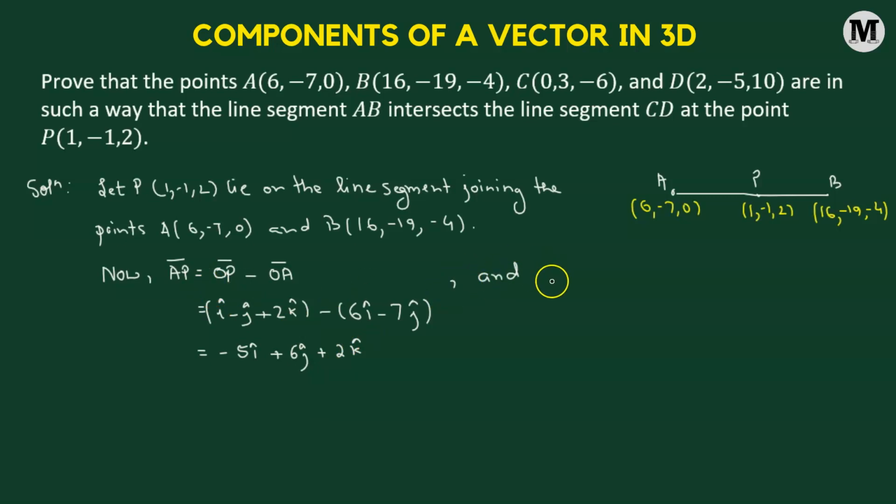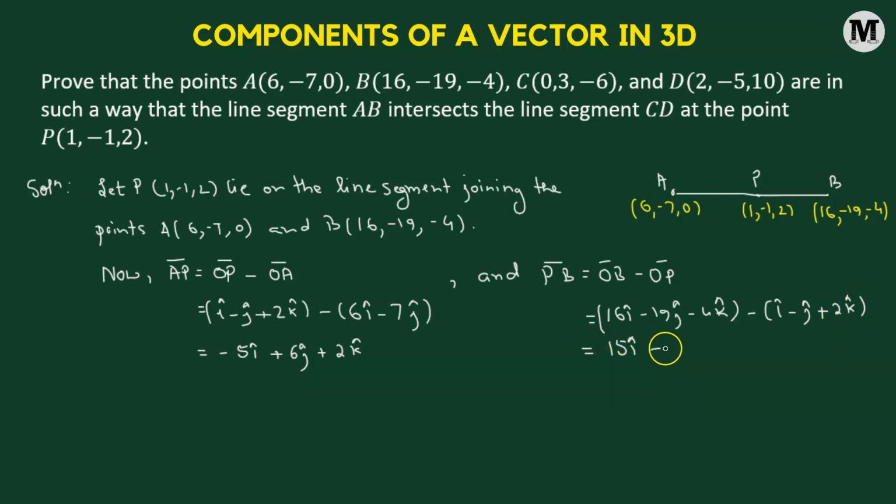Similarly, we can find out the vector PB as well. So PB vector in terms of the position vector will be OB vector minus OP vector. So that's going to be equal to, now the position vector of point B is going to be 16i cap minus 19j cap minus 4k cap. And from here, we're going to subtract the position vector of point P. So that's i cap minus j cap plus 2k cap. Now this is going to be equal to 15i cap, then we have -18j cap and minus 6k cap.